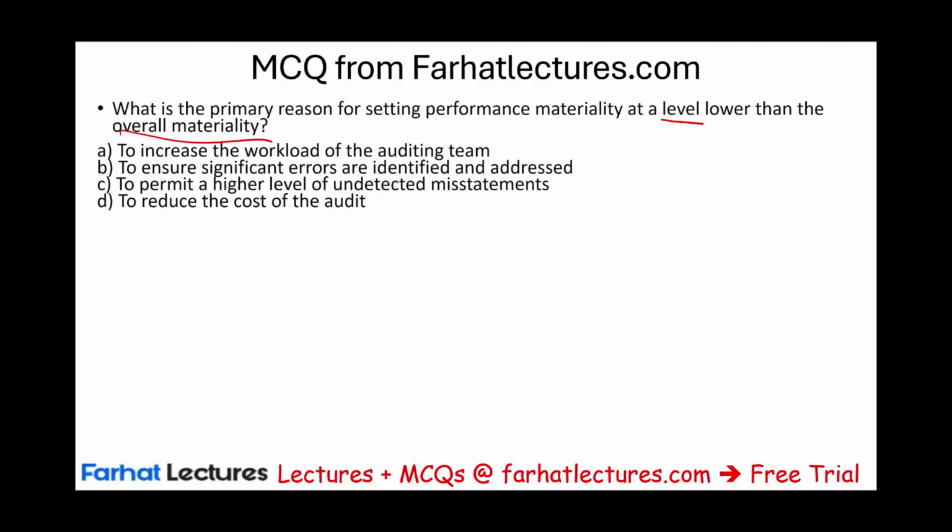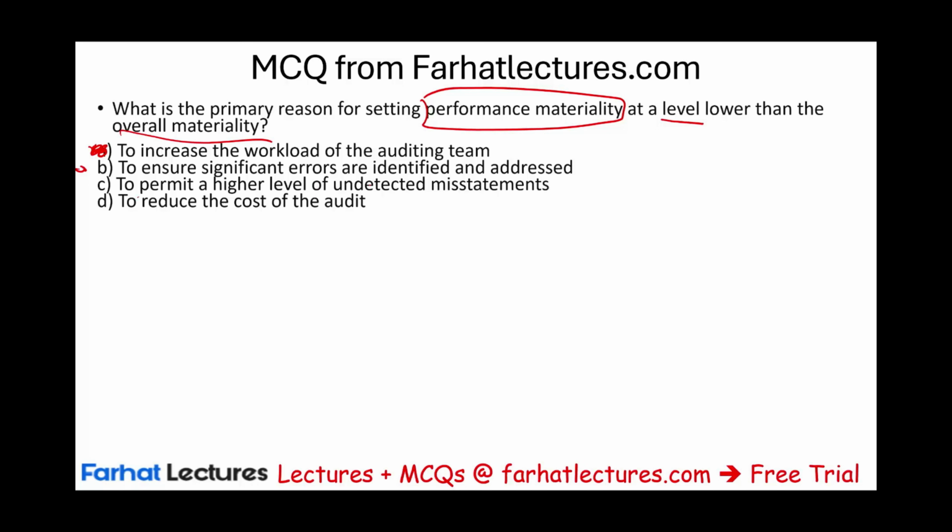Well, is it to increase the workload of the auditing team? Well, it might increase the workload on certain accounts if you set it lower, but is this the reason? Not necessarily the reason. You don't want to increase the overall load. That's not what performance materiality is about. But it does sometimes increase the workload, but that's not the reason for it. I would just take out A and I will wait until I look at B, C, and D. To ensure significant errors are identified and addressed. Yes, when you set performance materiality low, it means you're not tolerating mistakes. You have a lower threshold of tolerating mistakes. Yes, to ensure significant errors are identified and addressed. Between A and B, I will definitely cross A now, and I will keep B.